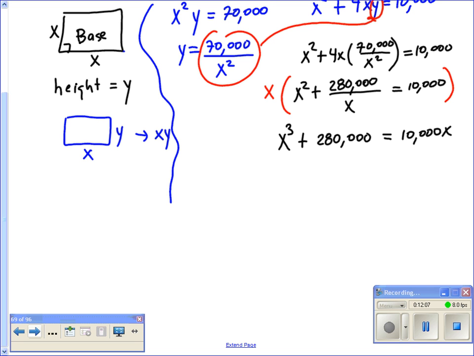Now, at this point, I have a cubic. I'm not going to be able to use a quadratic formula, so I'm going to get everything on one side and then look for the zeros. So that leaves me with x cubed minus the 10,000x plus 28,000 equals 0. Now, at this point, it would be a good time for you to stop, graph this in your calculator, and see if you can come up with a good viewing window to find the solutions for this. I already know what the viewing window is, so it's going to be good for you to play around.